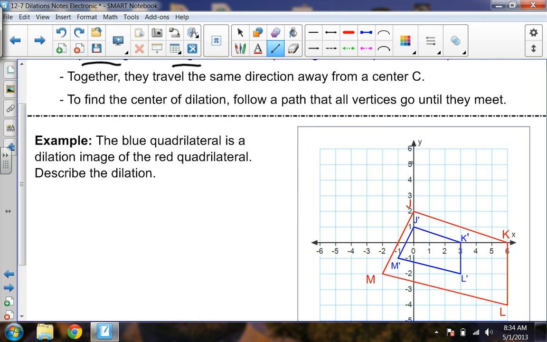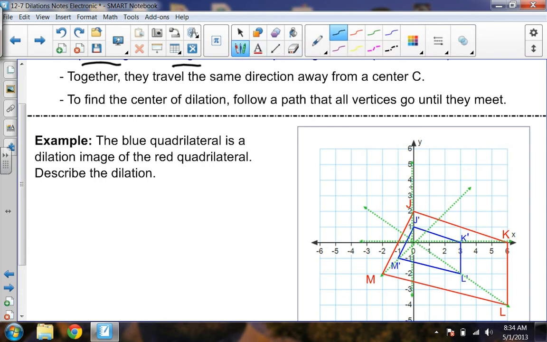From J to J prime, they do this vertical line going downward. And these probably won't be exact here. M to M prime goes straight through like that. L to L prime, they all follow this path. And K, K prime, etc. They all follow that path. So where do they meet? Right there in the center, or right there at the origin. And that happens to be your center.